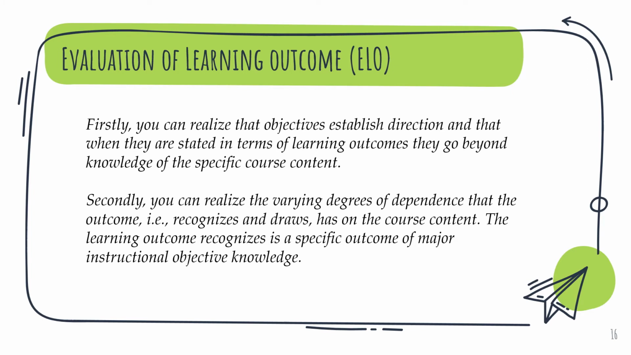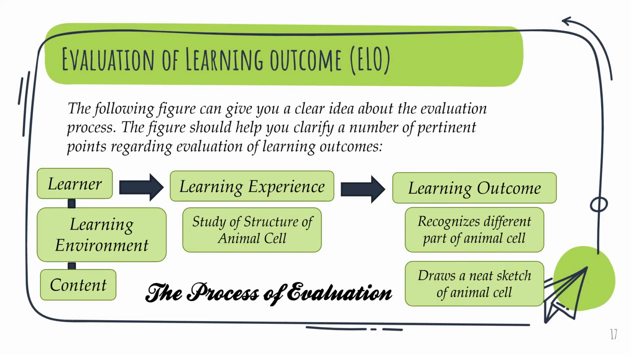Initially, the objective is the goal or the aim of the study being discussed. They are also the element by which learning outcome should be referred to and is expected to be attained. Mentioned above, it goes beyond the knowledge of the specific course content. Referring to the figure, we can see that listed under the learning outcome is recognizing different parts of an animal cell as well as drawing a neat sketch of an animal cell. These two are directly related to the objective presented in the lesson. Going back to what is mentioned, these two go beyond the knowledge of the specific content since they try to make something more of what is discussed.